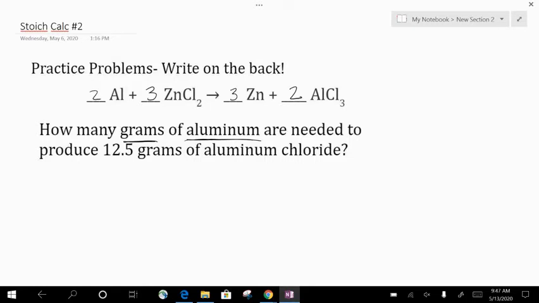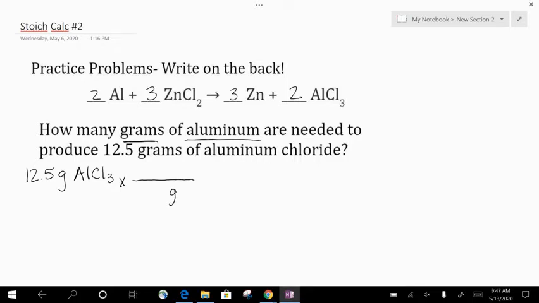Next, I'm going to work through the calculation. On this, we're always going to start with the information that we know. So we are given that we start with 12.5 grams of aluminum chloride, and we're trying to get into grams of aluminum. So before we can convert between substances, we always need to convert to moles first. So 12.5 grams of aluminum chloride times in a line.